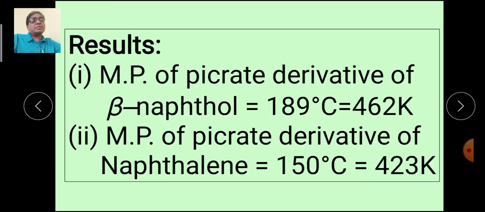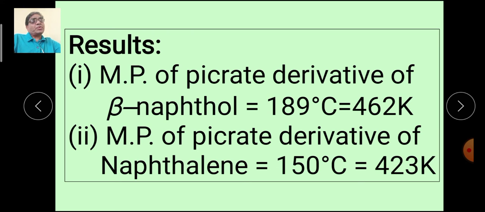Now the results, find out the melting point of both the picrates. The beta naphthol picrate melts at 462 Kelvin, while the picrate of naphthalene has melting point 423 Kelvin. Thus, we have seen the picrate derivative.